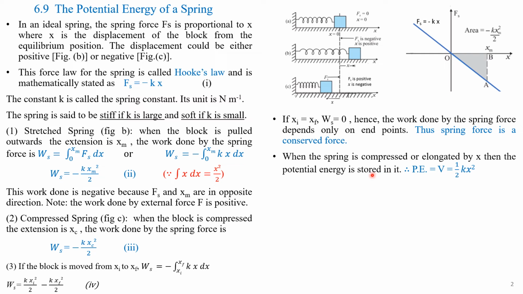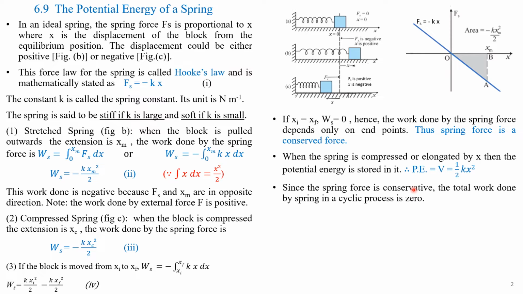Now, we will recapitulate the relationship for potential energy. When the spring is compressed or elongated by displacement x, then potential energy is stored in it. Therefore, the potential energy of the spring, V, is equal to half of k into x square. Since the spring force is conservative, the total work done by the spring in a cyclic process is 0. Therefore, kinetic energy equals potential energy.